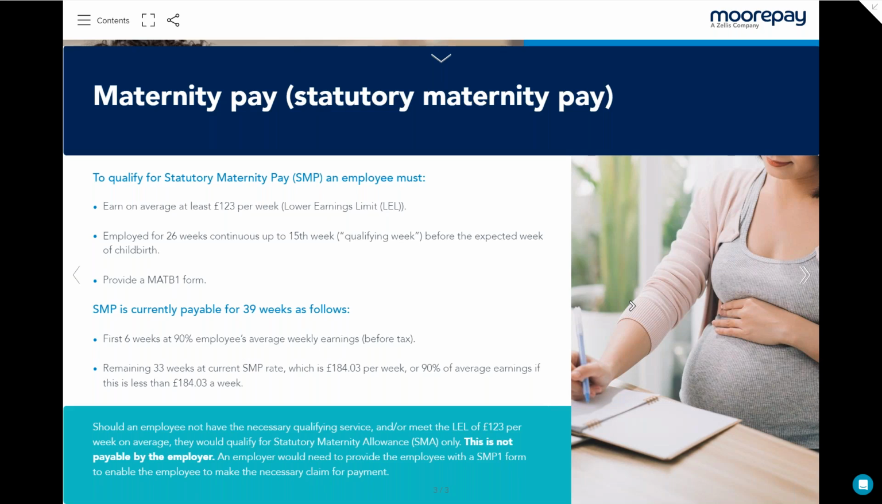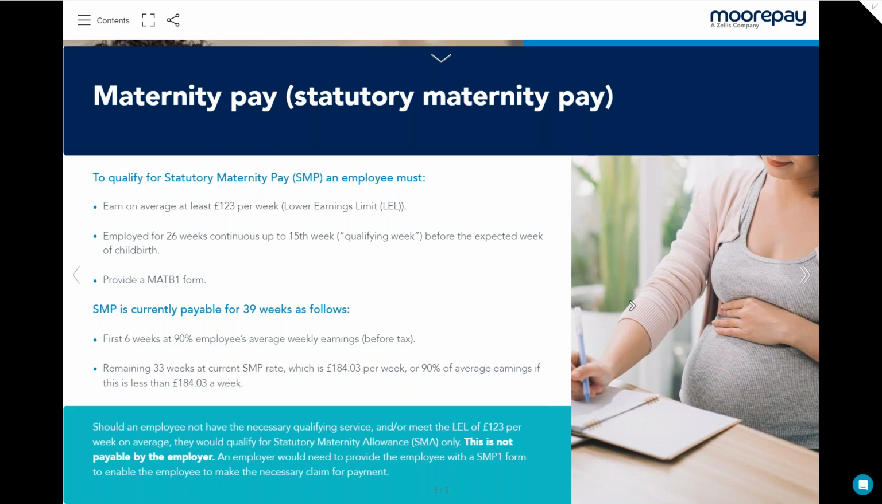The remaining 33 weeks are at the current SMP rate, which has recently gone up to £184.03, or it's 90% of the average earnings if the employee earns less than that. So it is a bit of a complicated calculation. Like I say, your payroll department should work that out for you. We can guide you through it as well if you give us a call. But yeah, that's the basic entitlement.